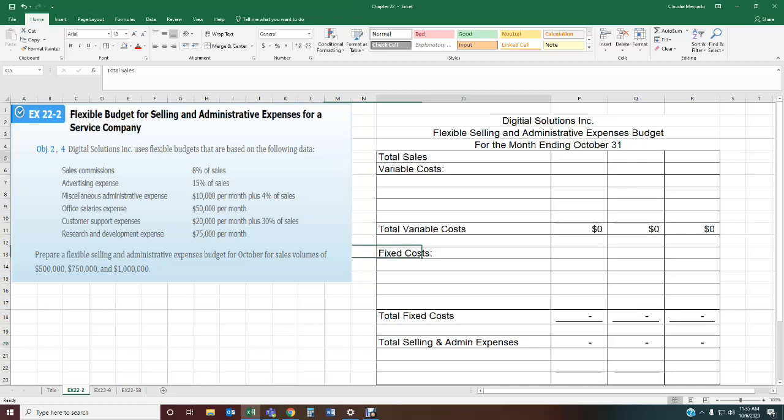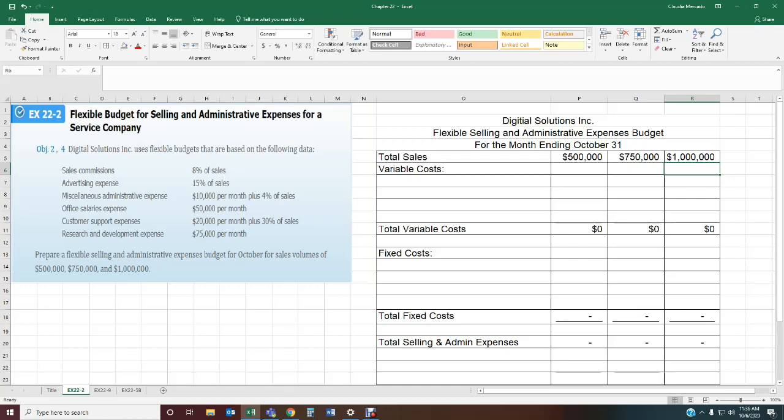We're going to start off with our total sales, and we have three different scenarios. The first scenario is if we have sales of 500,000. The second scenario is if we have sales of 750,000. And the third scenario is if we have sales of $1 million. Those are our three sales amounts that we're being provided here.